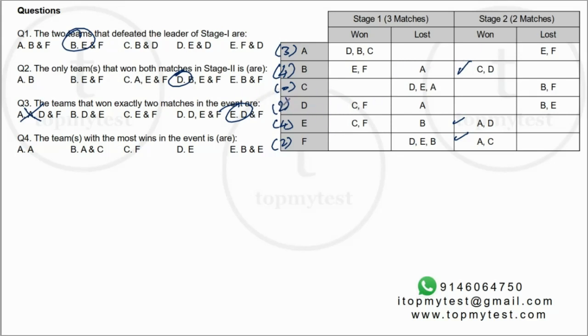And the last one: the team or teams with the most wins in the event. Teams with the most wins, we have already tabulated. B has won 4 matches. E has won 4 matches. They are the biggest ones. So option E will be our correct choice.